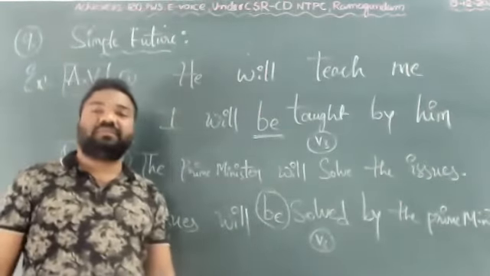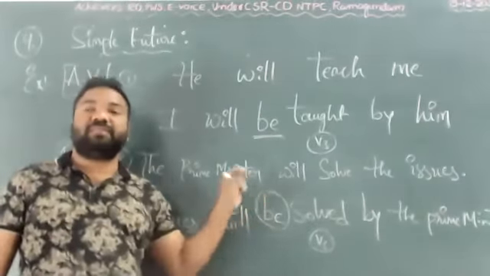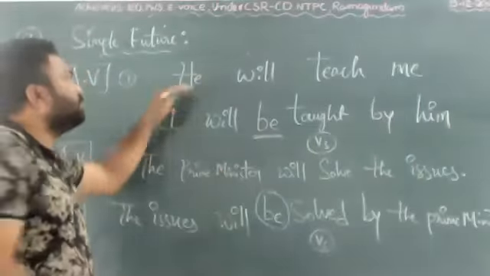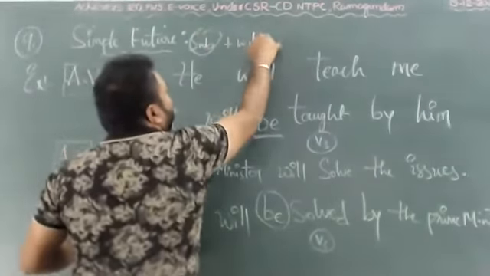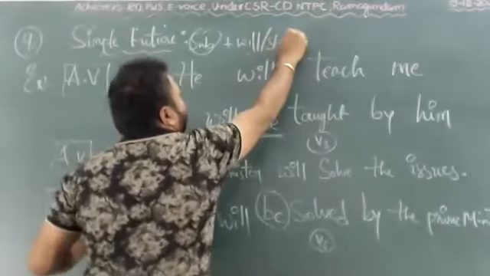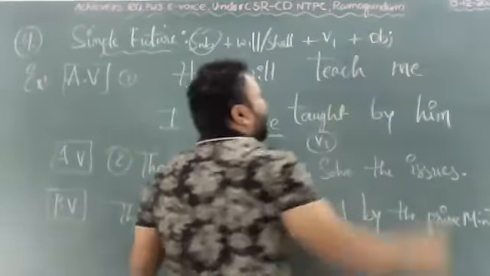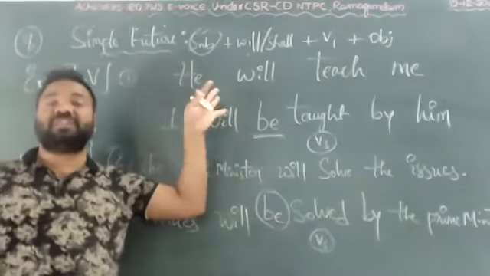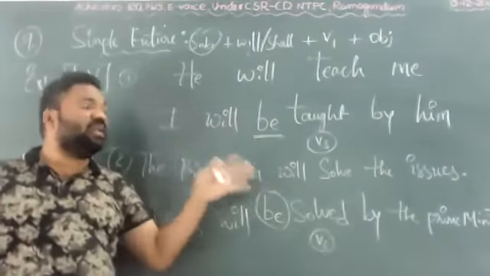Understood? Simple future. These are the perfect examples, students. Like, subject plus will or shall plus V1 plus object. You know the formula, the structure of writing a simple future sentence, which is in active voice, and I am trying to convert that into passive.